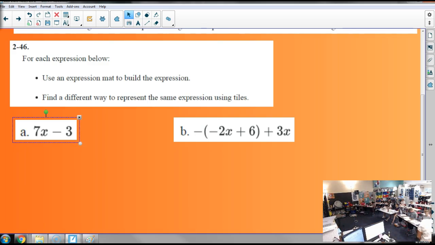Those aren't x's. Remember, x is different than x squared. X is different than x squared.